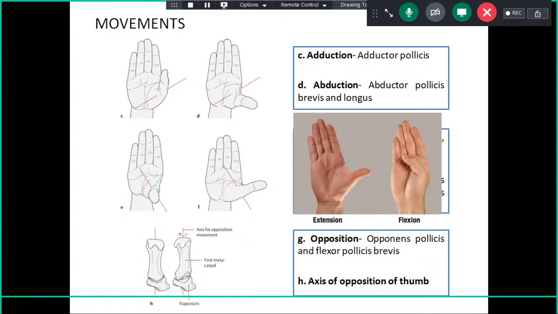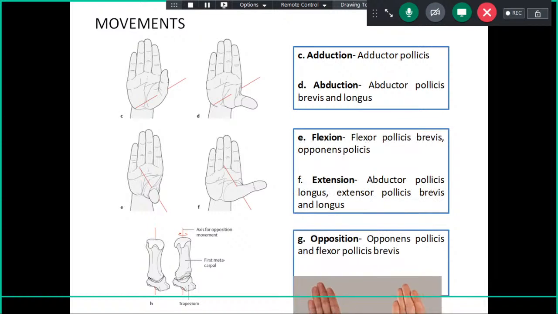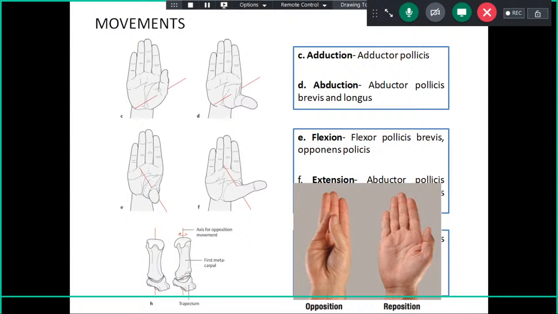I hope you are clear now. Can you appreciate in the image how the flexion is supposed to be and the extension? Now opposition essentially is occurring through a third axis. This is a longitudinal axis. This is the axis for opposition, okay. This is the opponens pollicis. See, the pulp of the thumb is touching against the pulp of the little finger. What is this action? It is opposition, and then when you get it back, it is a reposition movement.